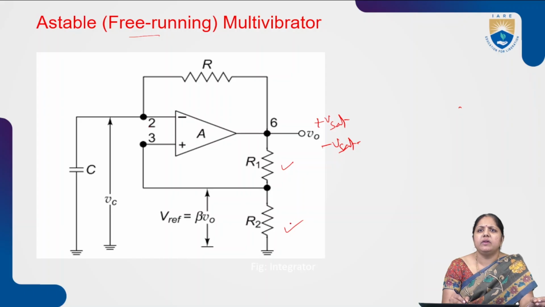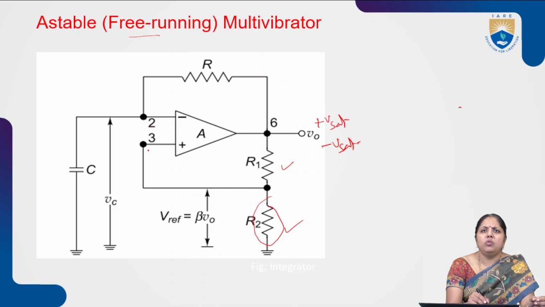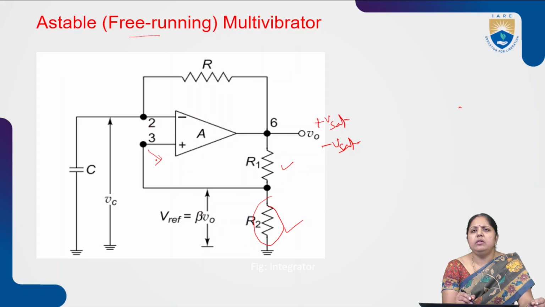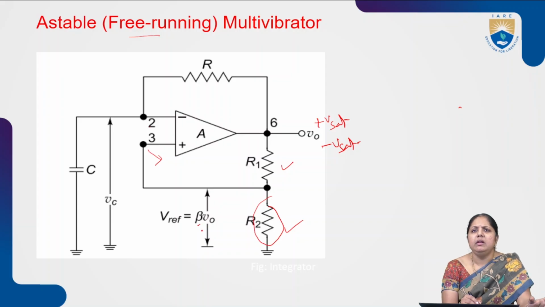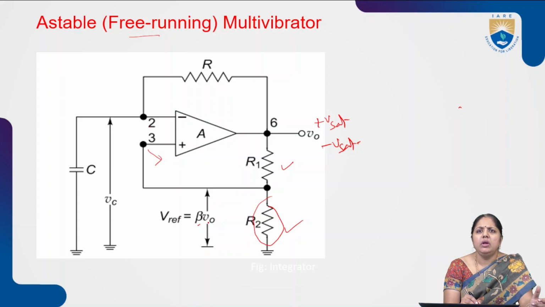R1 and R2 form the potential divider network here. The voltage appearing across resistor R2 is the voltage at the non-inverting terminal of the op-amp. I am assuming the voltage at this point is beta times V0. What is beta here? Beta is a constant, the ratio of the resistance values, multiplied by V0. That voltage I am calling the reference voltage.